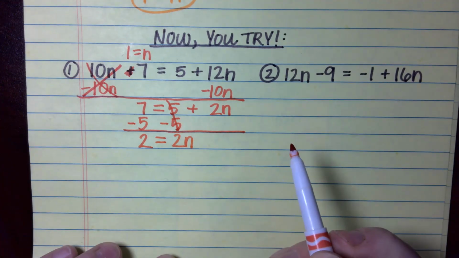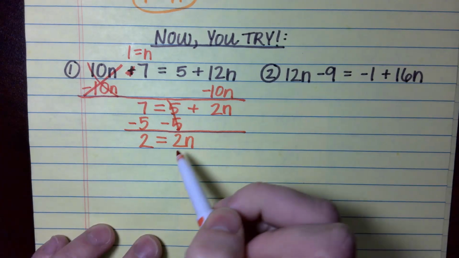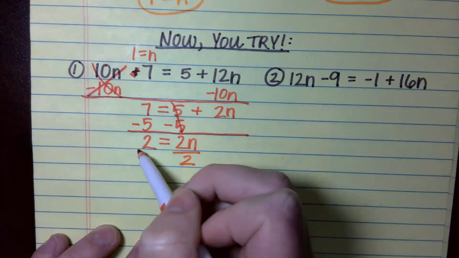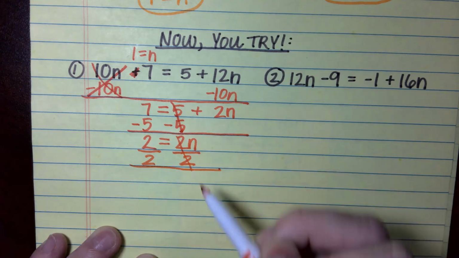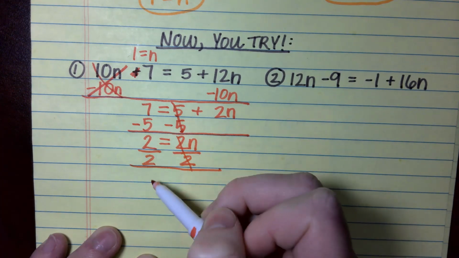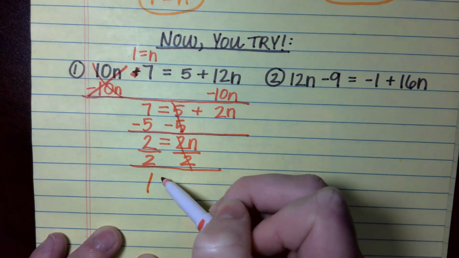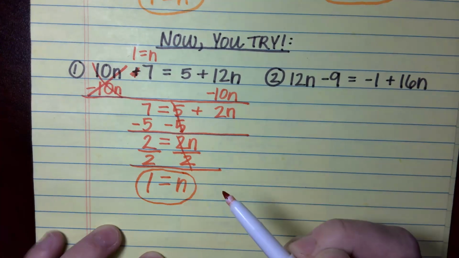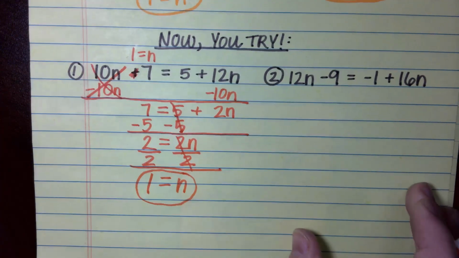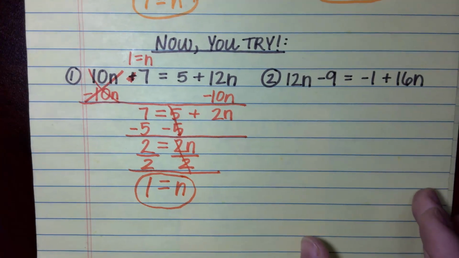What's my last step? You got it, girl. We're going to divide by 2. I did that. Good. Just forgot to bring the equals. My 2's cancel. And then 2 divided by 2 is 1, which is equal to n. Yeah. You guys all got it. Good, good. Okay, are we ready for number 2?